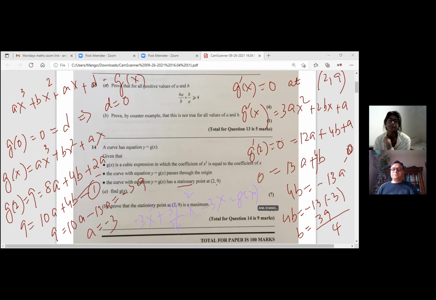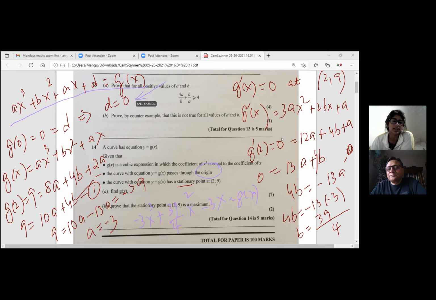So are the steps clear, Amy? Yeah, very. Can you please repeat the steps, because I did a lot of things here and there. Yeah. So when you read the question initially, it says g of x is a cubic expression. So the first thing to do is write the general expression ax cubed plus bx squared plus cx plus d, which equals g of x. And then it tells you in one of the bullet points that the curve y equals g of x passes through the origin. So we just substitute the point 0, 0 into the above equation of g of x, and we get that d is 0. So we can just eliminate that from our equation.